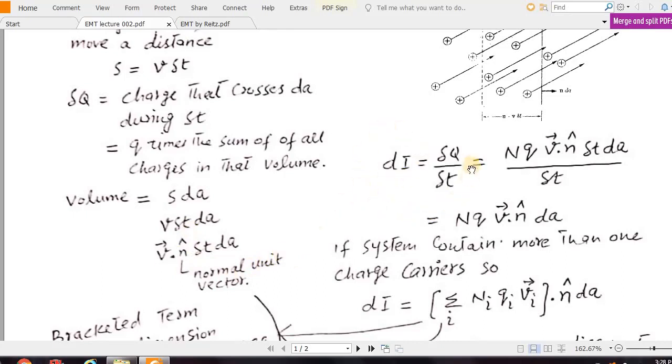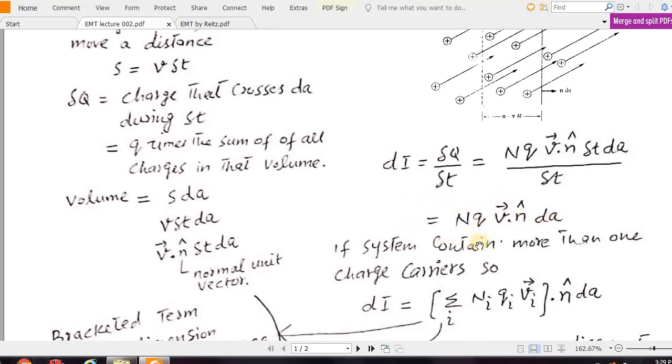Now, as in the previous lecture we studied the current and its basic definition, mathematically current can be written as dI is equal to delta Q over delta t. Here delta Q is replaced by n into q, meaning the charge enclosed by that volume. This remaining term is known as volume, divided by time delta t. dI is now n q v dot n dA.